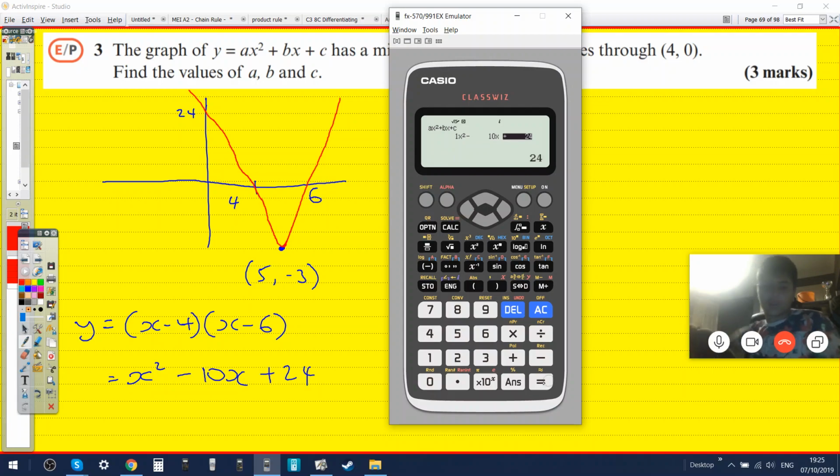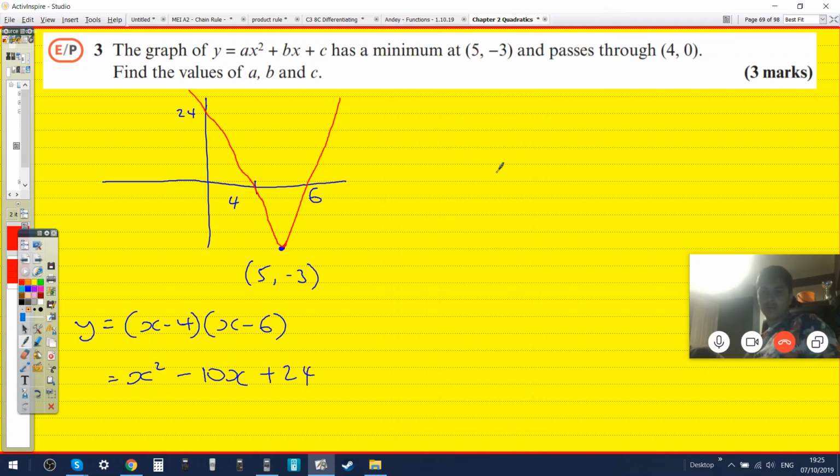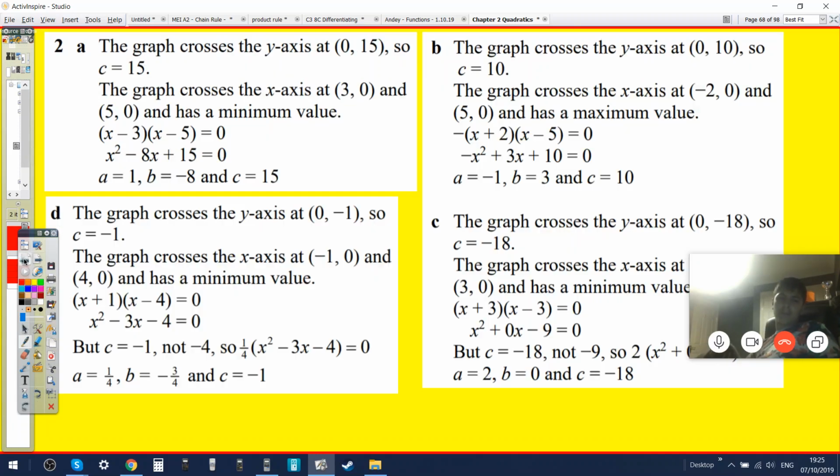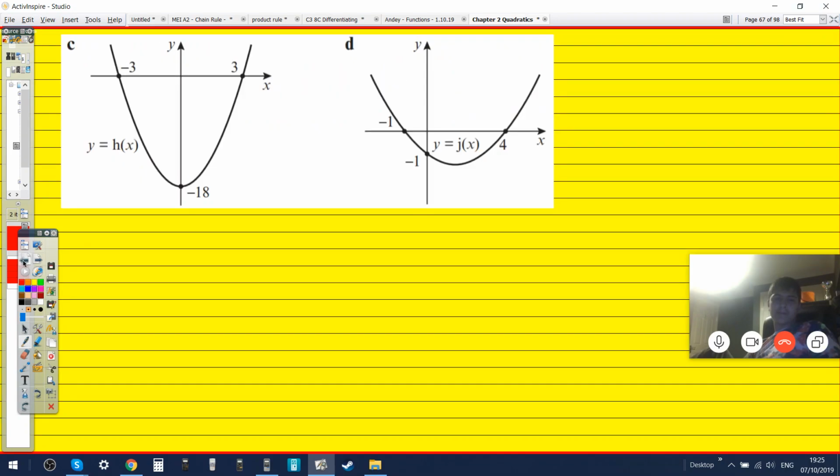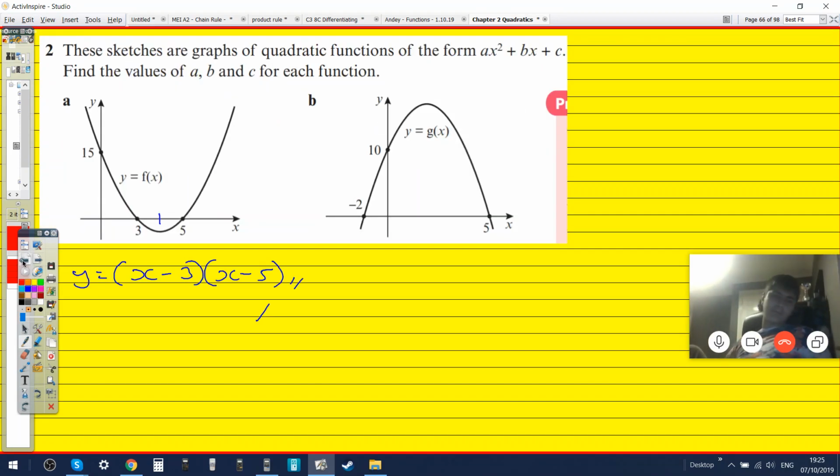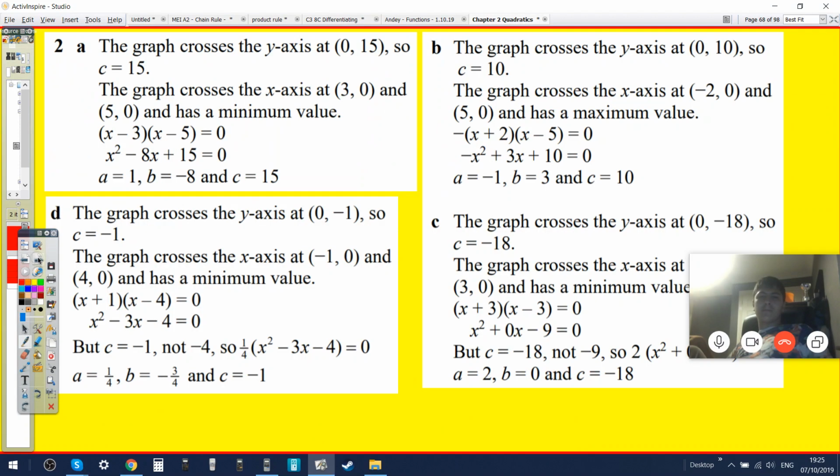So yeah, it says x is 6 and x is 4. And minimum? The minimum is 5, minus 1. We were so close. Do they want us to do this by completing the square or something? Let me go back. But see, it's not even minus 1. Let's see this one.